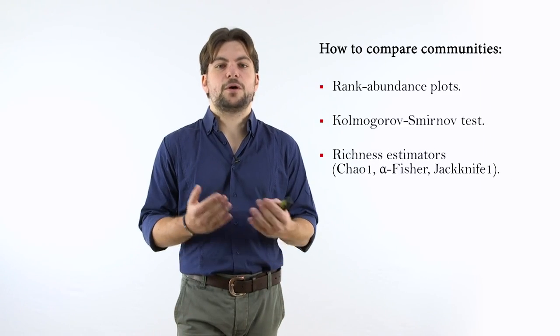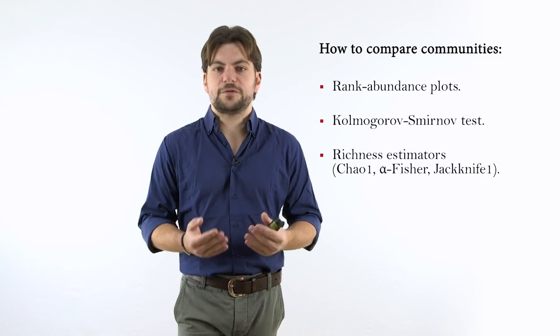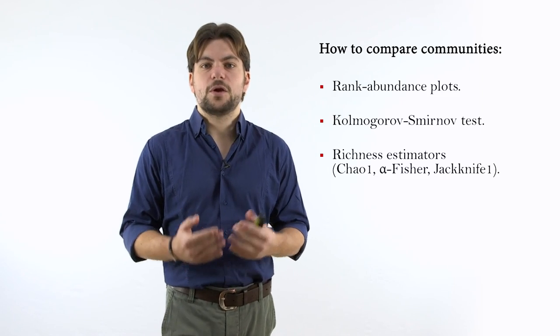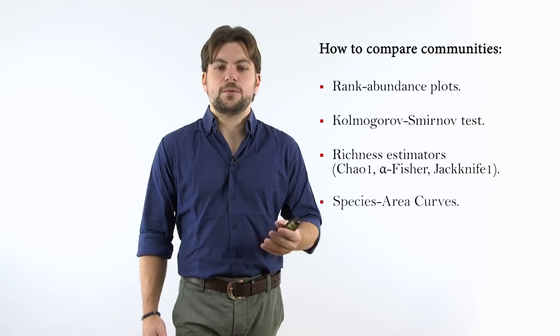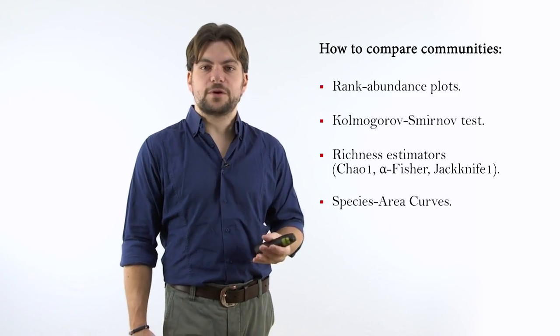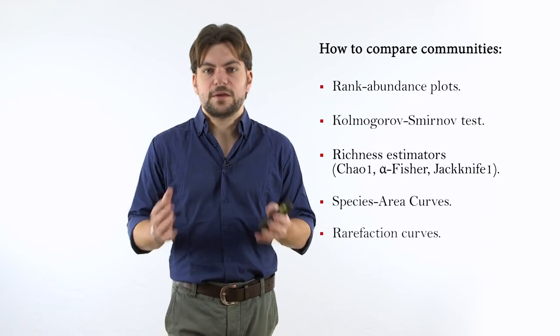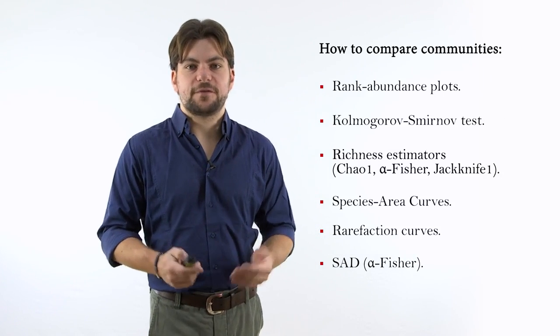Richness estimators are also useful, for instance Chao-1, Fisher's alpha, Jackknife, because they estimate the effective number of species and are very useful to understand which community is richer than the other one. Another way is to use the species area curve as an accumulation curve or a rarefaction curve to understand the differences in community. Or we can use the species abundance distribution and calculate Fisher's alpha.